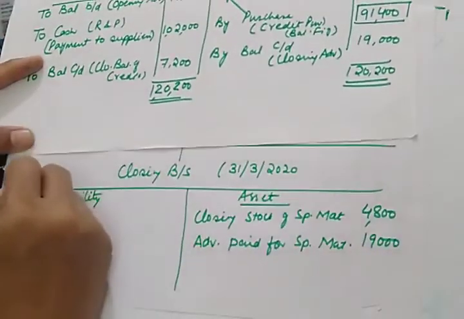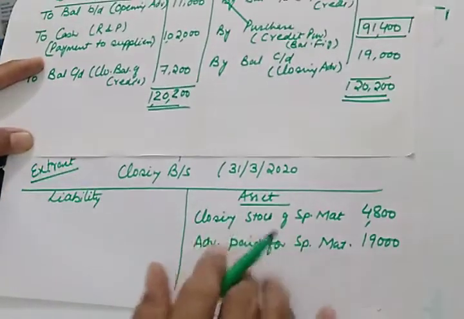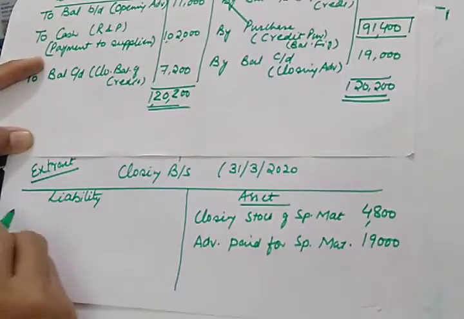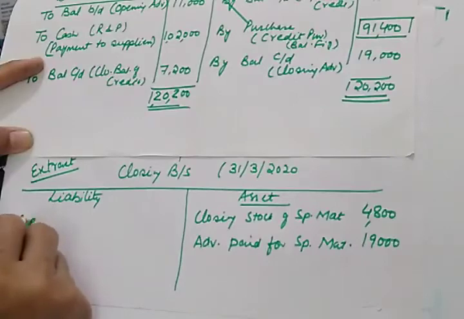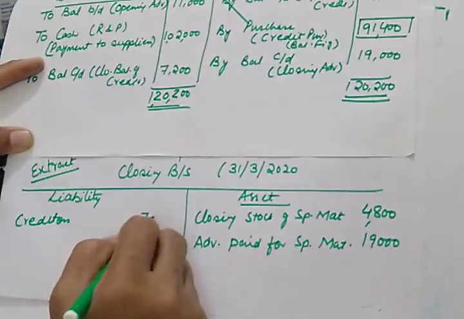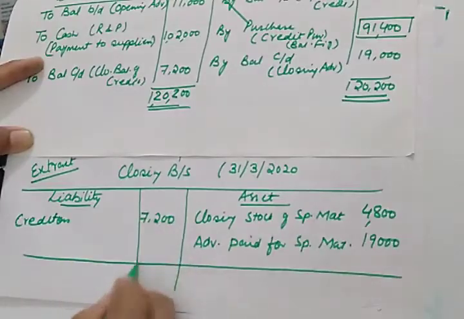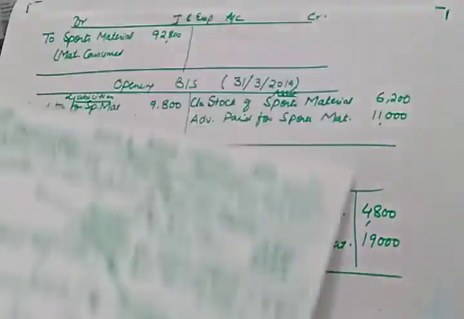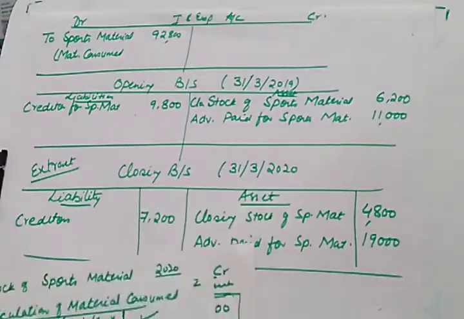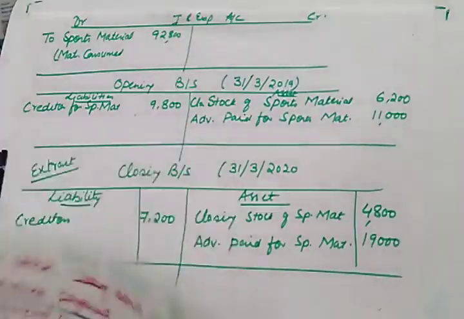And these are the extracts of the balance sheet. This is not a full balance sheet, so don't think that this should tally. So on liability side, we'll be writing closing creditors. So this is the amount of closing creditors, 7,200. So this is how the amounts are to be shown in the balance sheet of non-profit organization. So I hope this third method is clear to you, and you can try this method with the help of statement method.